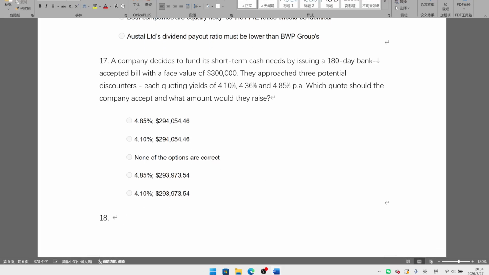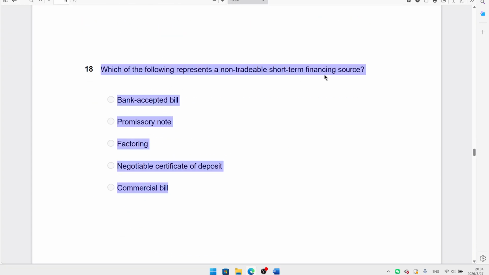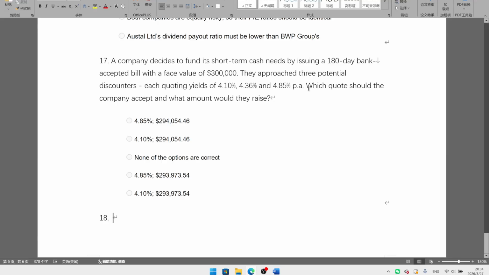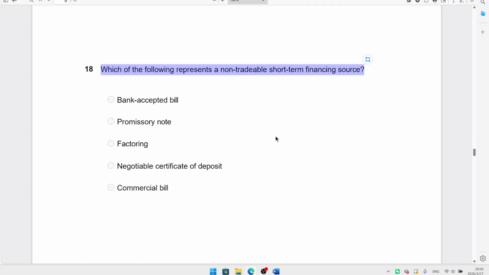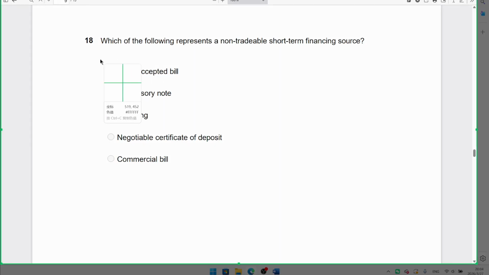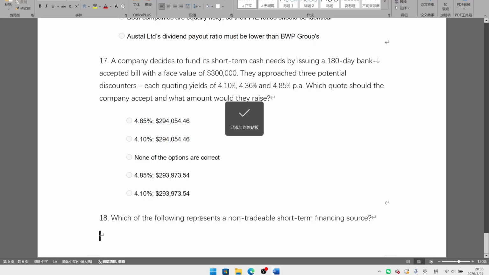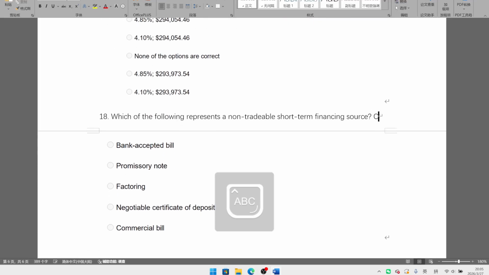Skip it. The next one asks which of the following is a non-tradable short-term financial source. Non-tradable and short-term, so we can find factoring. A commercial bill is tradable, so the answer is C.